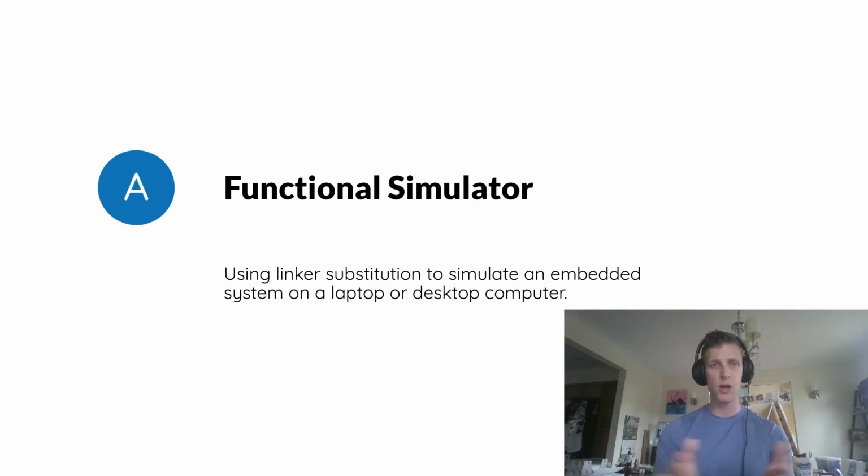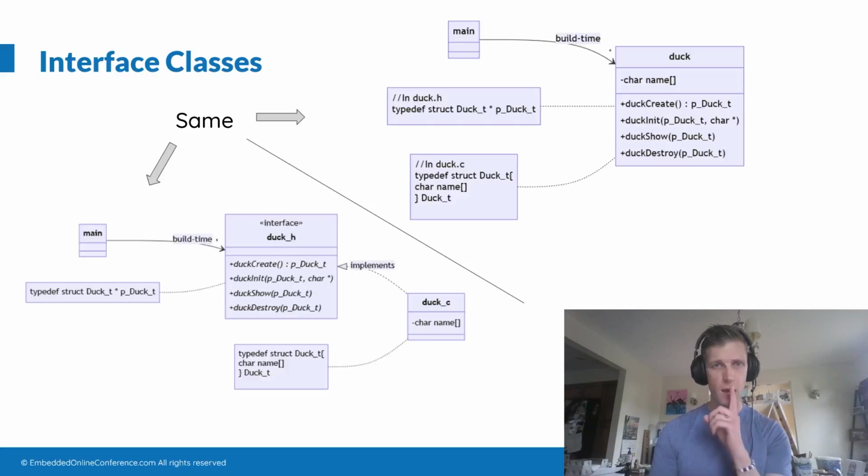And so I'm going to show you how we can use linker substitution to take an embedded application I'm trying to write for a microcontroller and test it out on my desktop computer. Now, before I show you that project, I want to make a little note because I'm going to start to change the diagramming here briefly. So previously you saw the diagram in the upper right hand where I had a class that had some member variables and functions or methods that I could apply to that class. I'm going to redraw that.